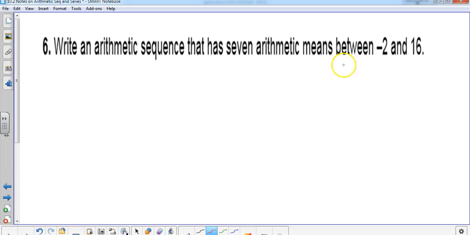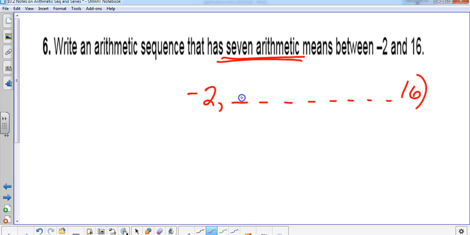Let's see if we've learned anything. What have we learned by doing a couple of those? How do you get out to 16 if you need 7 terms? 7. Yep, I got one too many blanks in here. All right, we added 8 differences. Good job. So -2 plus 8 differences gave us 16.